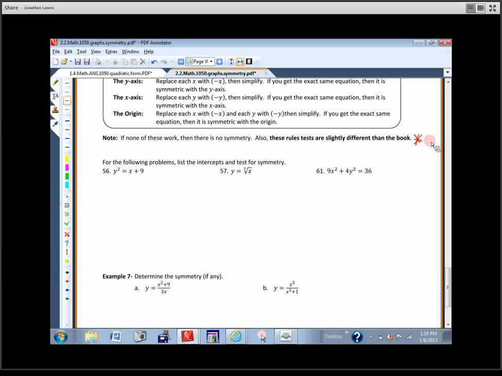Okay, so this is problem number 56. This is out of the textbook. It says, for the following problems, list the intercepts and test for symmetry. For the time being, I'm going to do one of these where we find the intercepts, and then after that, we're just going to test for symmetry. I'm going to make an xy table, plug in a 0 for x to find the y-intercept.